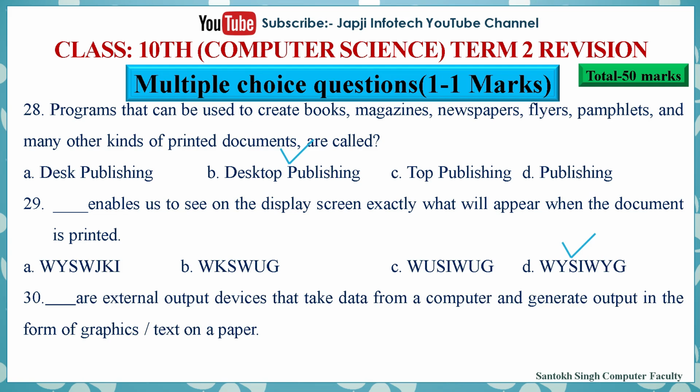And 30th one is dash are external output devices that take data from a computer and generate output in the form of graphics or text on a paper, and their options are frame, printer, font, and the last one is plotters. And the right answer is printers are external output devices that take data from a computer and generate output in the form of graphics or text on a paper.